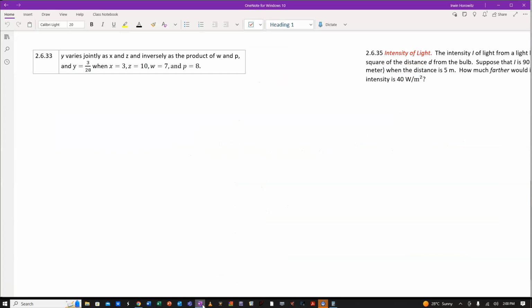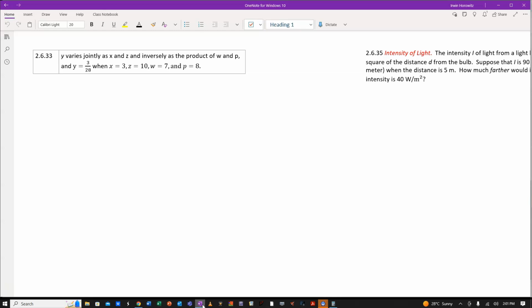In this exercise, we are told that y varies jointly as x and z and inversely as the product of w and p. And that y will equal 3/28 when x equals 3, z equals 10, w equals 7, and p equals 8. So again, the first thing we need to do is to write our equation of variation.